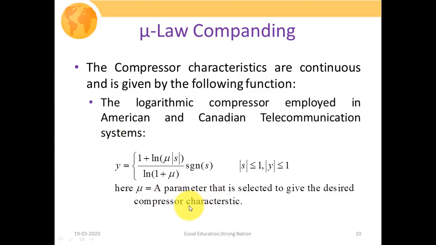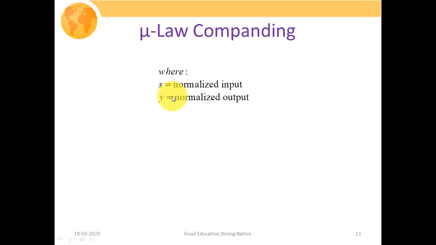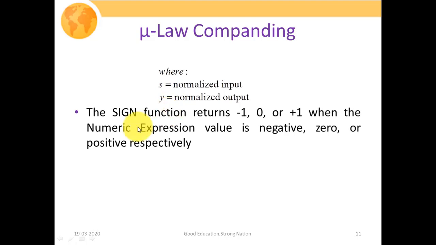Mu is a parameter which is selected to give the desired compressor characteristics. Its value is also fixed. Generally, the value of mu is equal to 255. This is what we have discussed. S is the normalized input signal and y is the normalized output signal. And the sine of s is calculated as -1, 0 or +1, depending upon whether our input signal is negative, zero or positive.